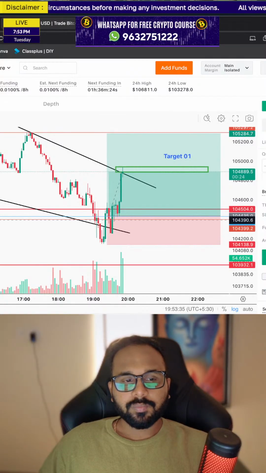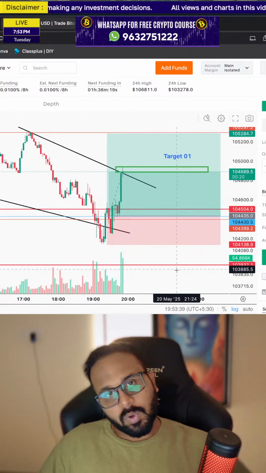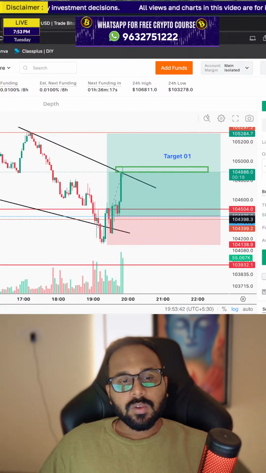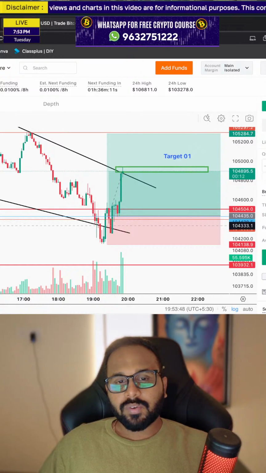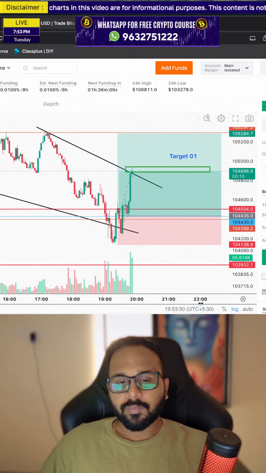So here, if it corrects, one more bigger correction can come. So what we can do is, close to $90 profit I can see in this particular trade.